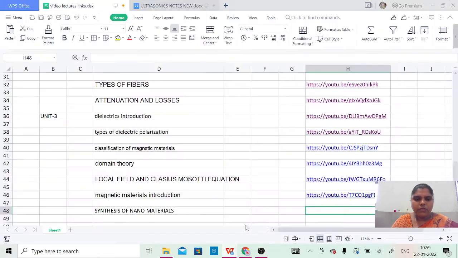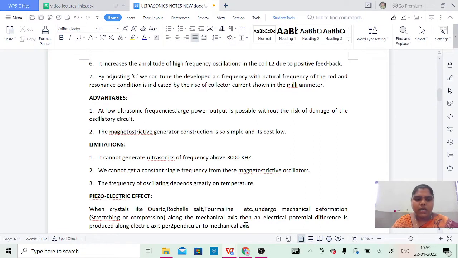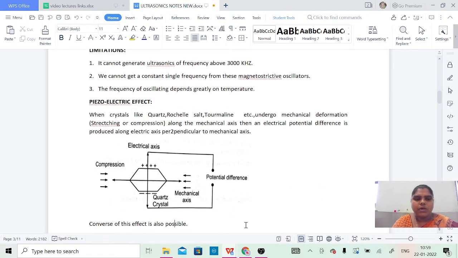In this video, we are going to study the second method of producing ultrasonic waves, the piezoelectric effect. Okay, let us see what a piezoelectric effect is. When a crystal like quartz, Rochelle salt, or tourmaline undergoes mechanical deformation, that is, stretching or compression along the mechanical axis, then an electrical potential difference is generated along the electric axis, perpendicular to the mechanical axis.